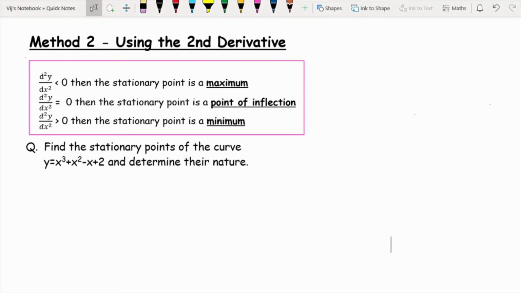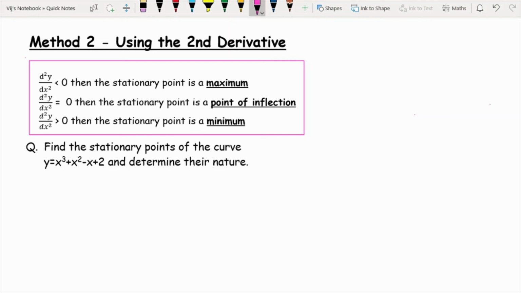Another way of finding out the nature of a stationary point is by using the second derivative. If you work out the second derivative and substitute the value of the stationary point, and it is less than 0, it gives you a maximum, which kind of goes against your thinking. When you think of a number that's less than 1, you think, oh, that's a minimum, but actually in this case it's a maximum. If it's equal to 0, it's a point of inflection, and if it's greater than 0, although your common sense might be thinking it's a maximum, actually it's a minimum.